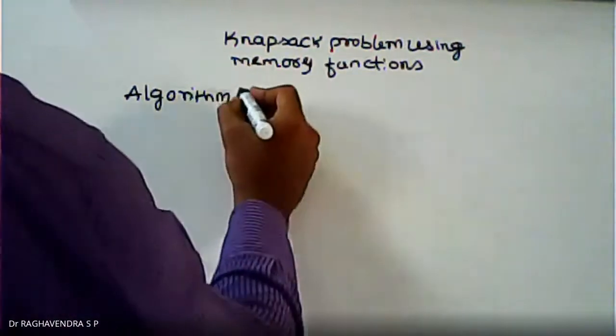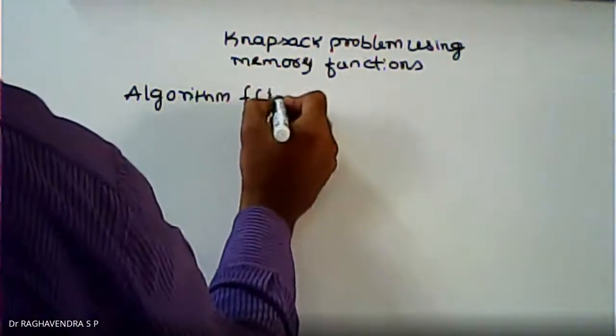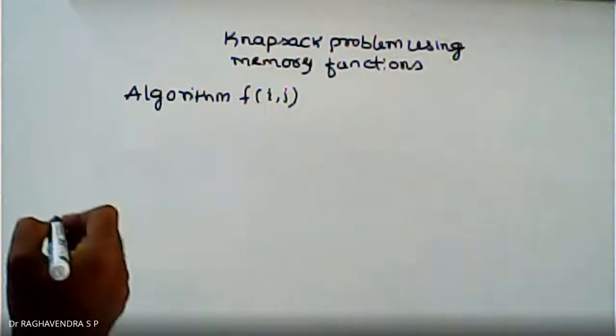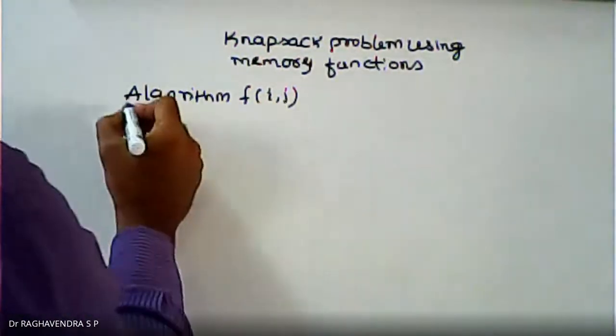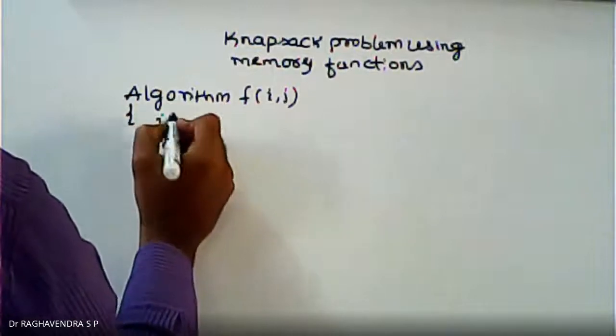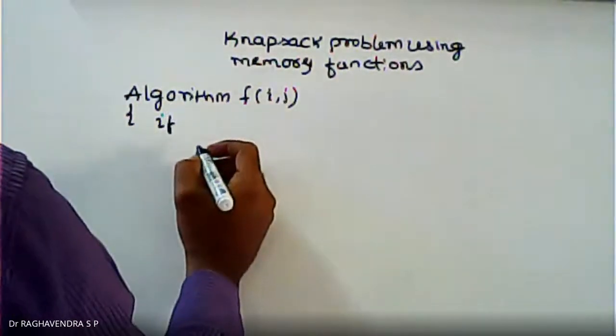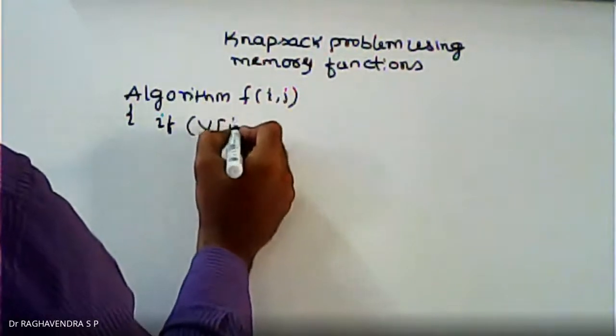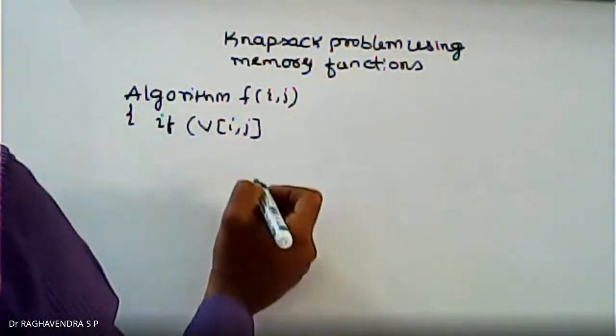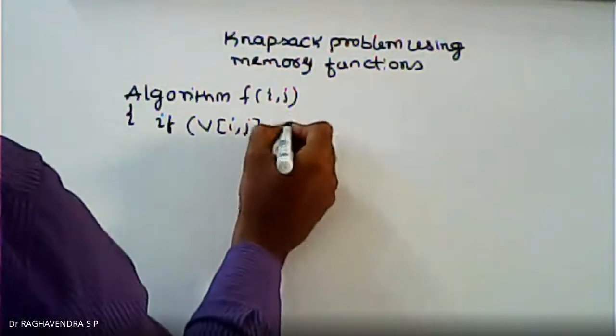F is the memory function. Next. P of I comma k less than 0.